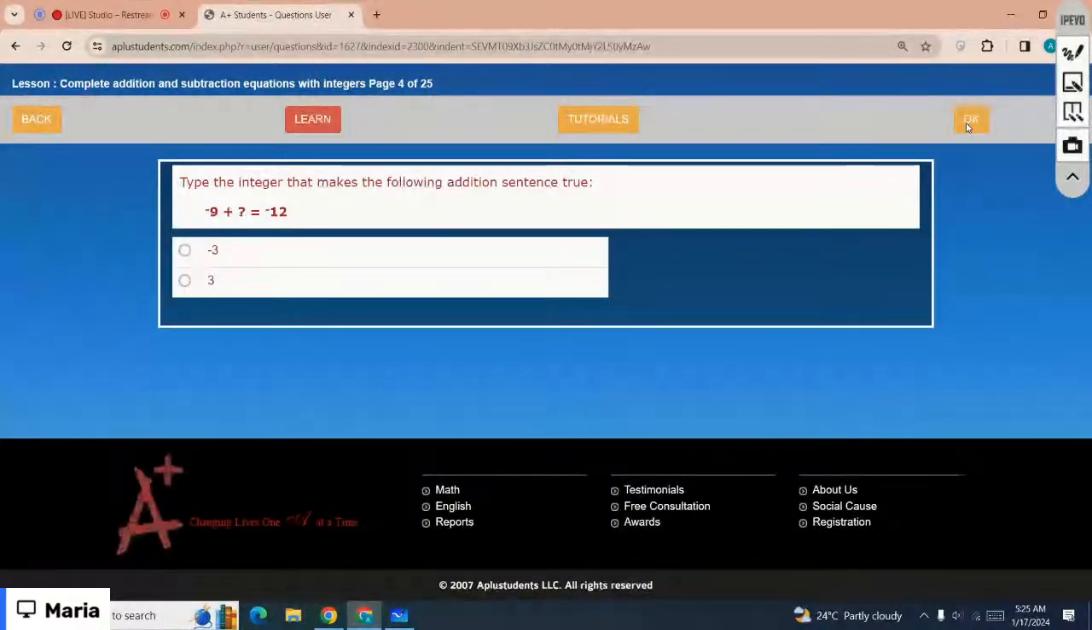Okay, type the integer that makes the following addition sentence true: negative 9 plus the missing number. Which is the correct option? Yes, very good. Negative 3 it is. The correct option is negative 3.